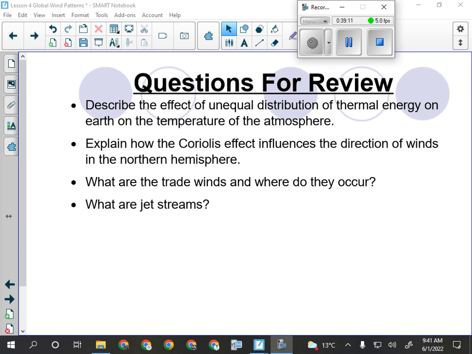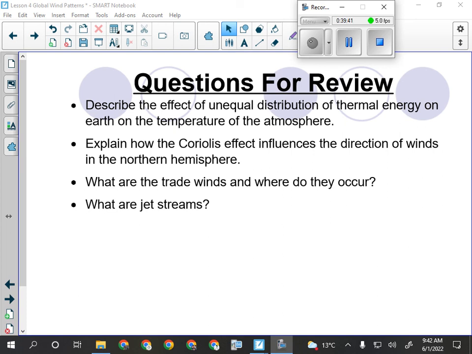So, first thing we want to do is describe the effect of unequal distribution of thermal energy, okay, on both Earth and on the temperature of the atmosphere. So, at the equator, they get way more solar radiation than we do at the poles. Okay? That means it's going to be hotter there. The second law of thermodynamics wants to gain a thermal equilibrium, so energy must move from the equators towards the poles.